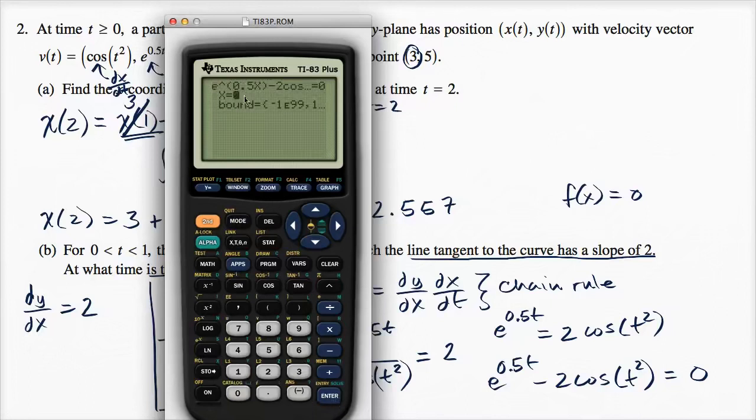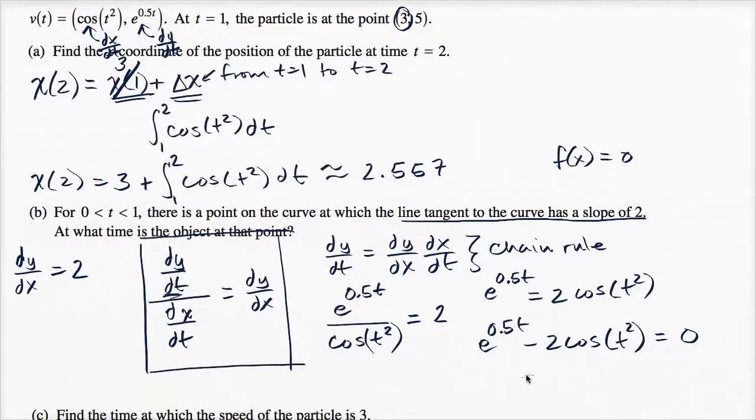Click enter. And then we put our initial guess, and they tell us that t is between 0 and 1, so maybe a good guess would be right in between. So let's put 0.5 there. And then we press alpha, at least on this calculator, and you see that little blue solve there. That will actually solve it. Let it munch on it for a little bit. And I get t is equal to 0.840. So t is approximately 0.840. And we are done.